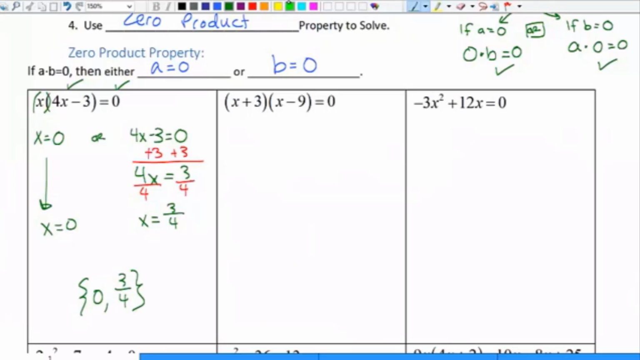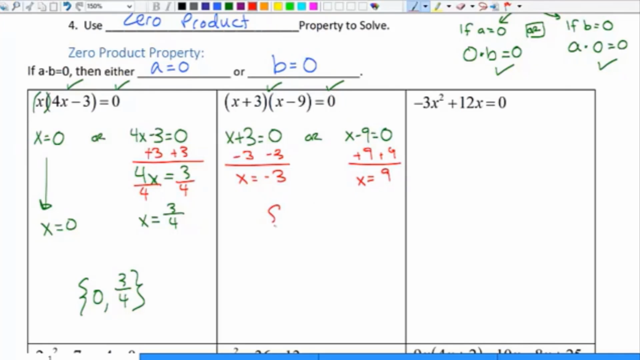Excellent. Next problem, x plus 3 times x minus 9 equals 0. Well, step 1 is already done for us. It's set equal to 0. Step 2 is already done for us. It's already factored. So we're going to jump down to step 3 that says set each factor with a variable in it equal to 0. So x plus 3 has a variable in it, I set it equal to 0. Or x minus 9 has a variable in it, so we set it equal to 0. So my two answers are -3 and 9.